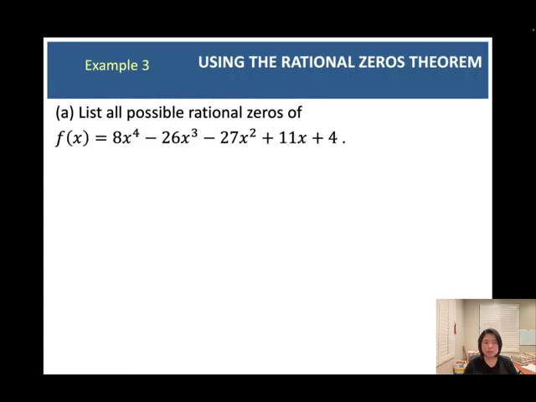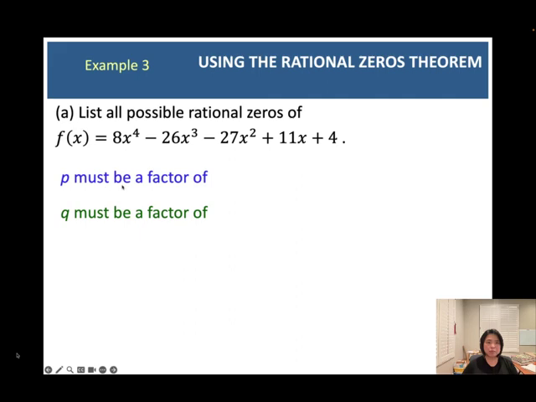Let's try this example. List all possible rational zeros of f of x. So first, we're gonna write it down. What is your p and what is your q? Okay, and p must be a factor of the last constant here, a0, which is gonna be 4. And then q must be a factor of the leading coefficient. Okay, this is the highest degree, so the leading coefficient, an, will be equal to 8.